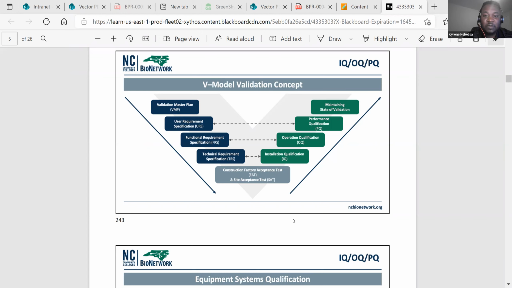On the left side, it's more qualification, and on the right side, more validation. It goes into technical requirement specification, functional requirement specification, user requirement, and then validation master plan. So the right side is more of the output of validation, and the left side is more of the planning of validation.